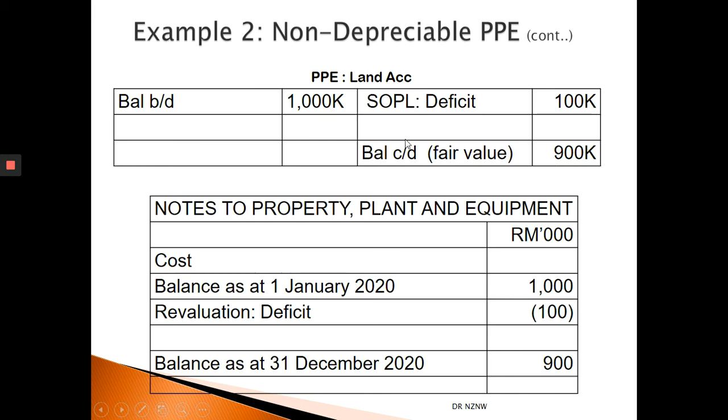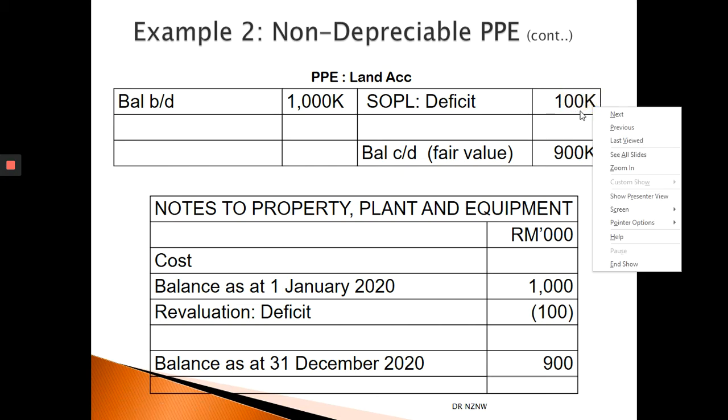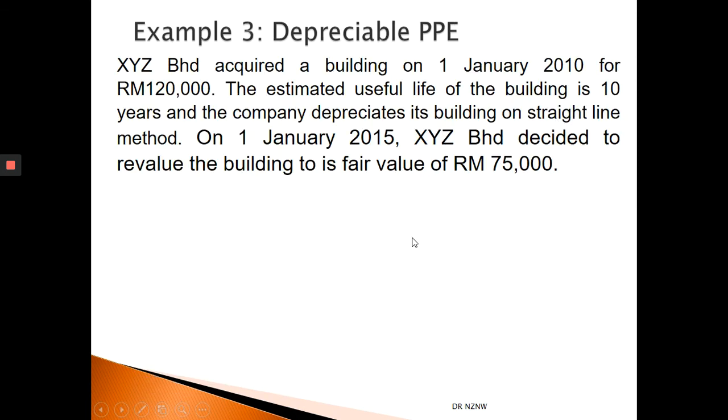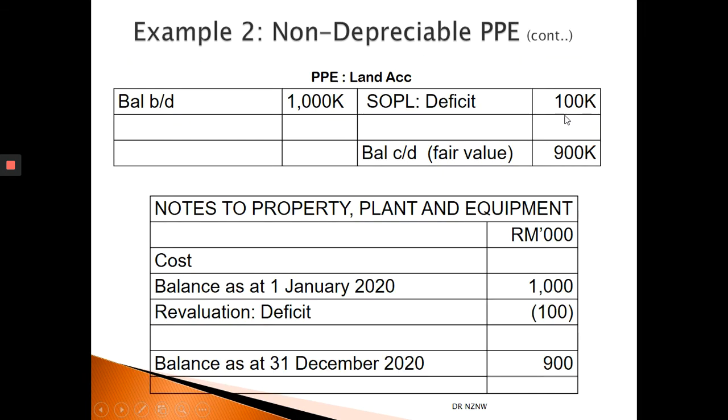So you can see that in order for you to get the land to be at its fair value 900,000 from the balance in the T account, you can see that the deficit will be on the credit side. Okay, so that's how we get credit PPE, debit statement of profit or loss. So meaning that if you forget your journal entry, you should use your T account to assist you in recalling the journal entry for surplus and deficit.